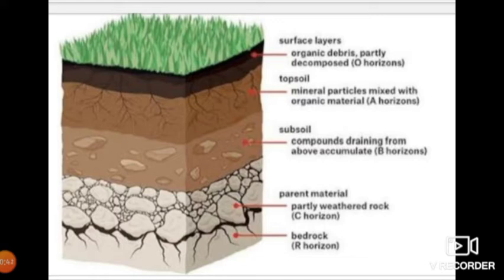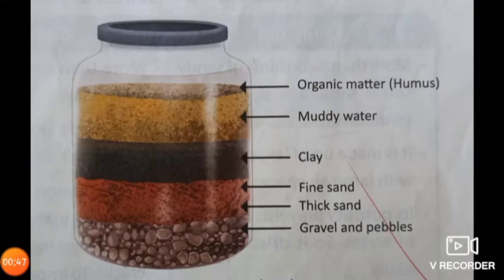Next we are going to study the composition of soil. What is that? Composition of soil. This picture describes the composition of soil. The main constituents of soil are water, sand, clay, silt, pebbles, and humus. It contains many components.